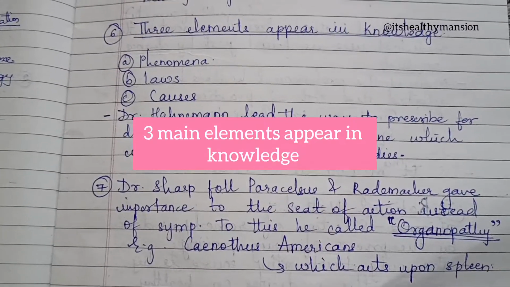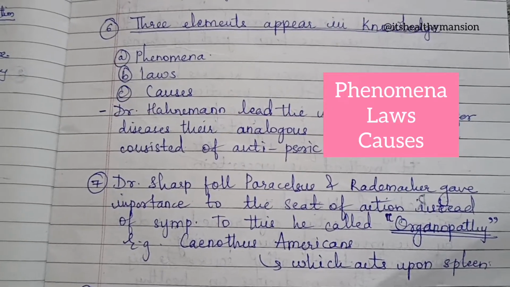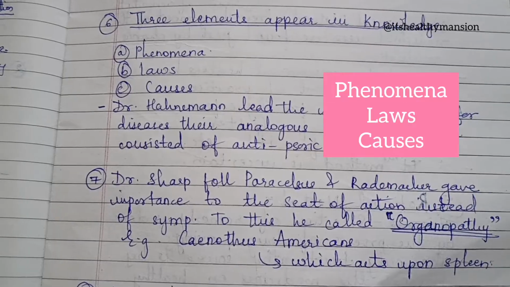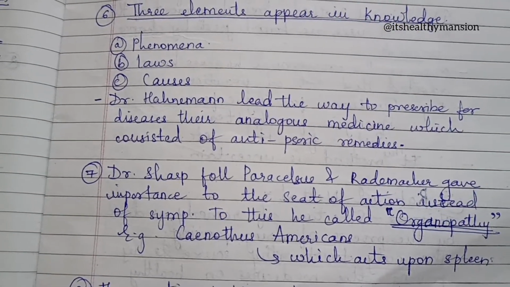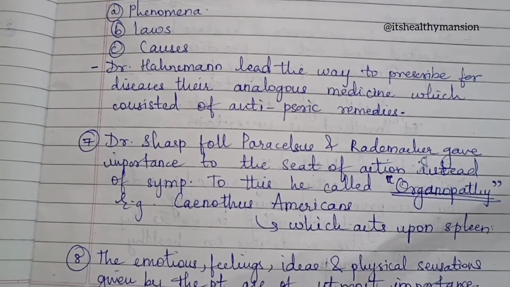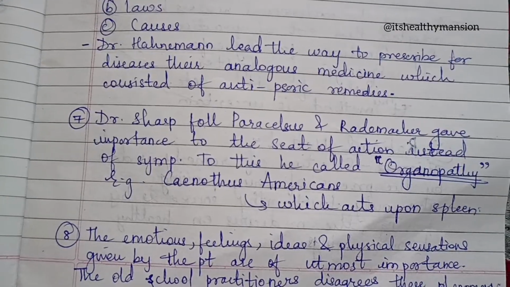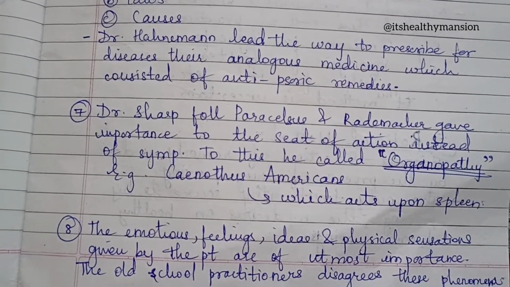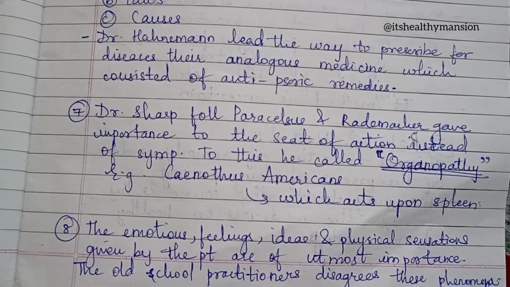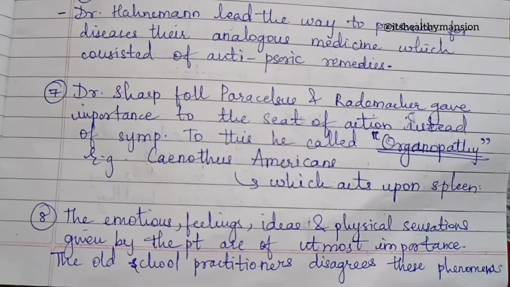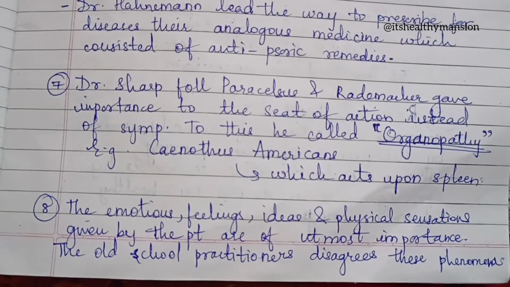Three elements appear in knowledge, that is phenomena, laws and causes. Dr. Hahnemann led the way to prescribe for disease their analogous medicine, which consisted of antipsoric remedies. Dr. Schaff, following Paracelsus and Rademacher, gave importance to the seat of action instead of symptoms. To this he called organopathy. Example, Ceanothus americanus, which acts upon the spleen.